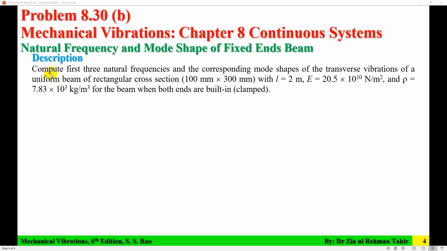Problem description: compute the first three natural frequencies and corresponding mode shapes of the transverse vibration of a uniform beam of rectangular cross section. Width or breadth is 100 millimeter, depth is 300 millimeter, length is 2 meter. Modulus of elasticity is 20.5 x 10^10 Newton per meter square. Density is 7.83 x 10^3 kilogram per meter cube. The beam has both ends built in, so this is a fixed-end beam. The objective is to find the first three natural frequencies and to plot the first three mode shapes.